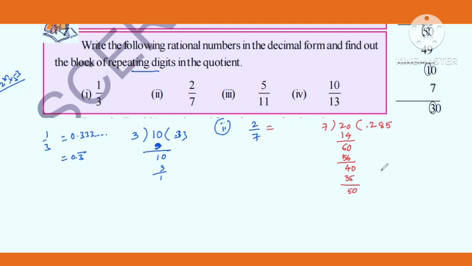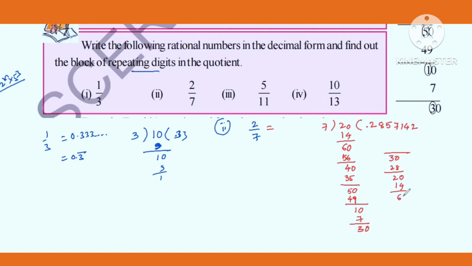We take 0. 7 7s are 49 and 1 is the remainder. We get 10. 7 1s are 7. 3 is the remainder. Again we get 30. I'm taking here 7 4s are 28. 2 is the remainder, 20. 7 2s are 14.